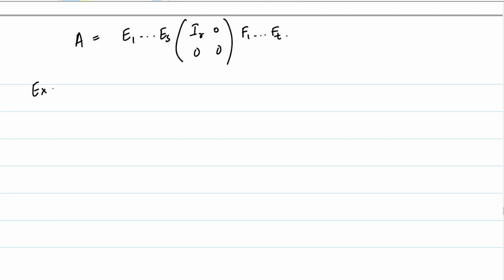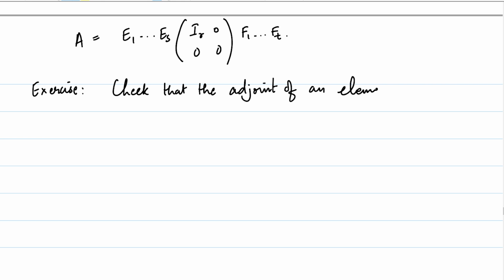I'll leave it as an exercise for you to check the following. Exercise: check that the adjoint of an elementary matrix is again an elementary matrix. It's actually quite straightforward. You pick each of the elementary matrices of type 1, type 2, type 3, look at its conjugate transpose and check that it is again an elementary matrix of the same type.